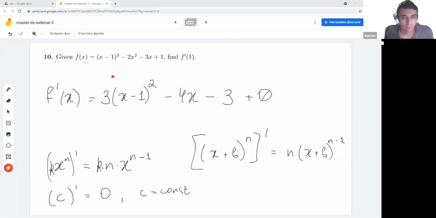Fine. Yeah, and so this is the derivative, and now I want to find its value when x equals 1. And when x equals 1, this term actually disappears. Then I substitute x with 1, I get minus 4, and minus 3, and plus 0, it's minus 7. And this is the value of the derivative of f of x at the point 1. So I found it.